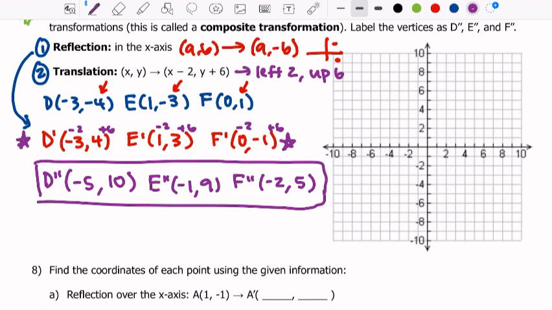So we did 2 different transformations to this. We did that reflection, and then we ended up doing the translation. And the thing that we have to remember is you're doing the second transformation to your already transformed points, okay? So you do one transformation and then the other.